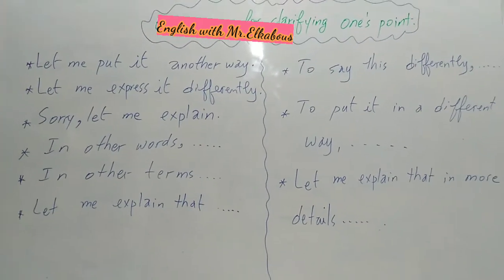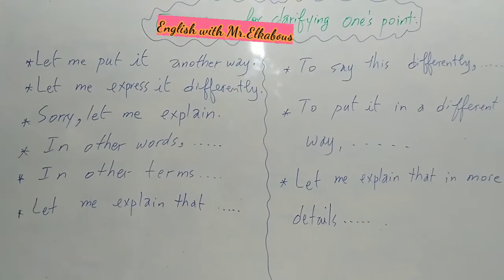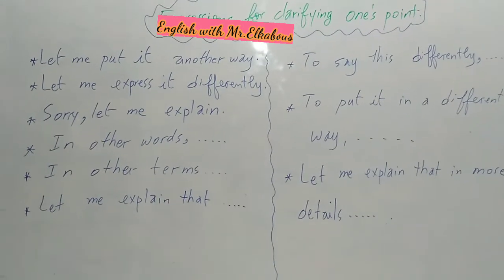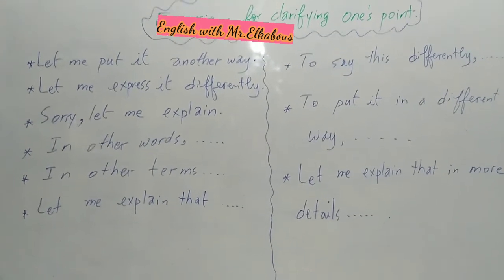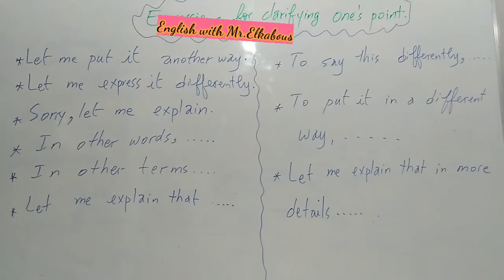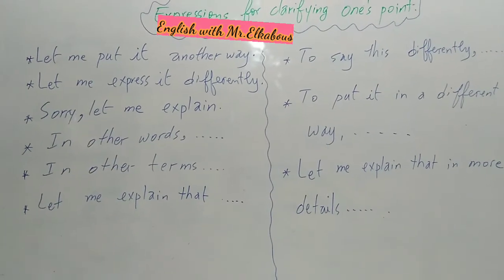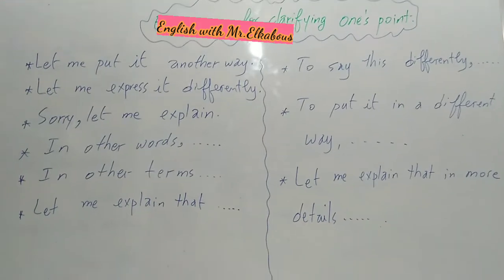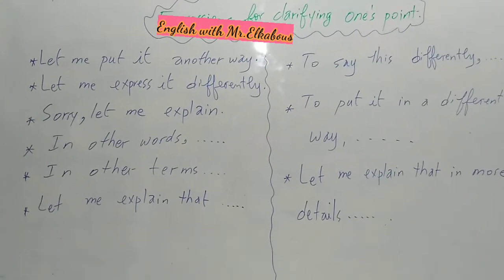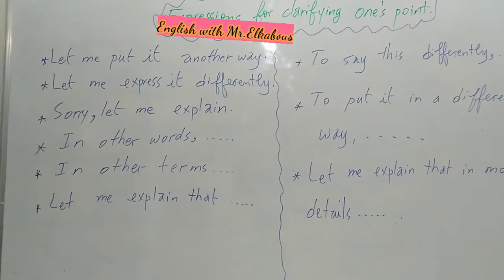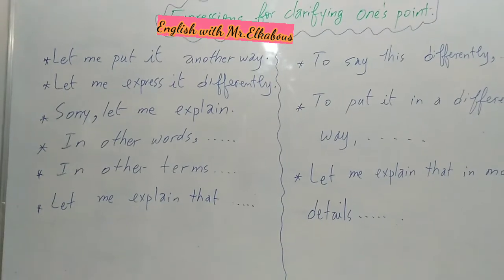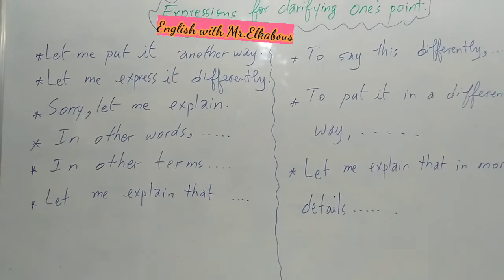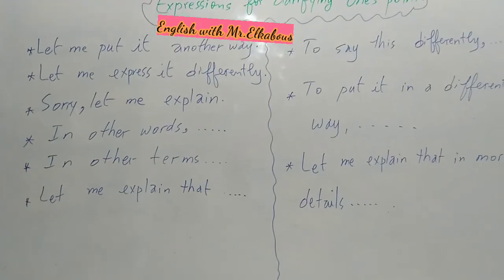So the first one is let me put it in another way or let me put it another way. يعني خليني نعاود نقول لك هذا الشيء بطريقة أخرى. Let me express it differently in a different way. Let me express this in a different way. For example, you talk about something and someone asked you using one of the expressions we talked about during the first part of this video. Then you say, let me express it differently. Sorry, let me explain.